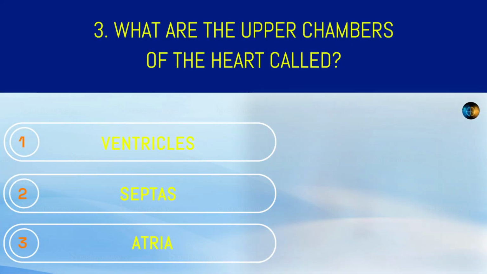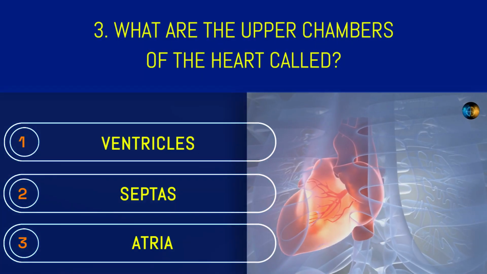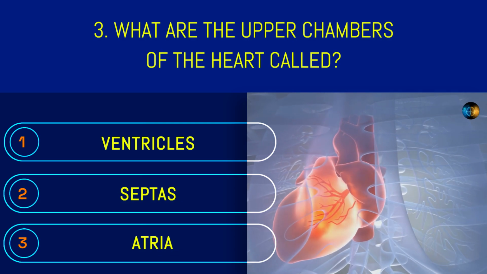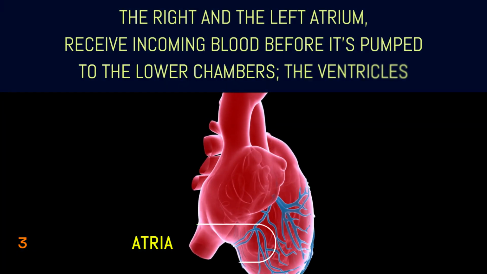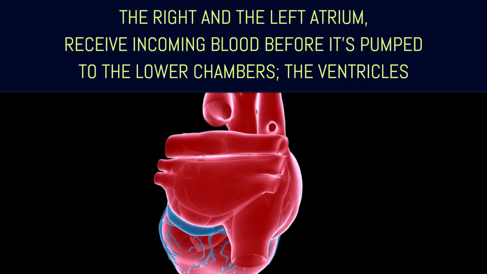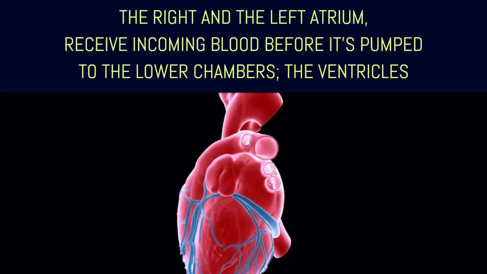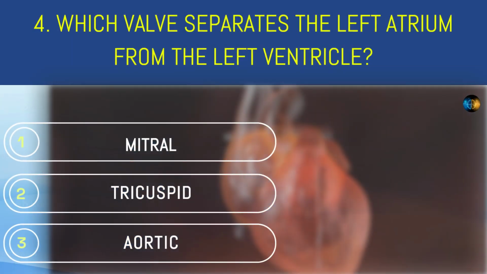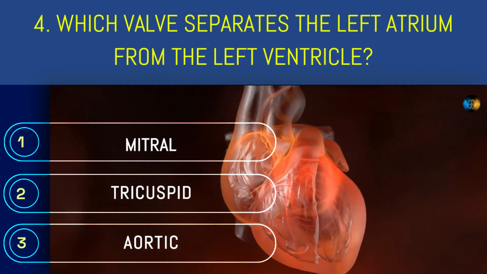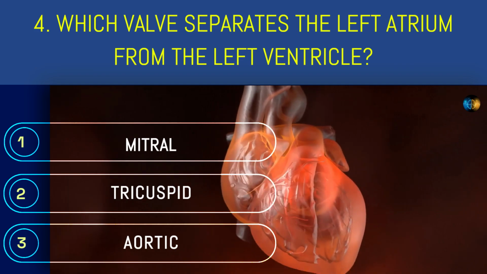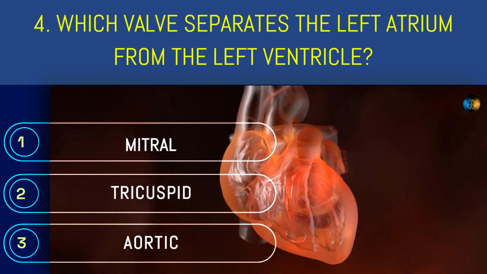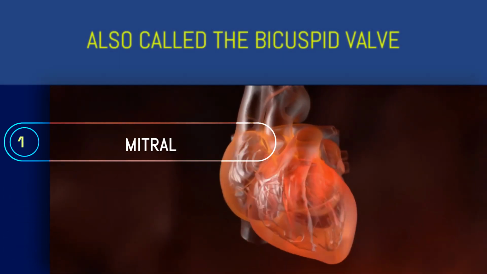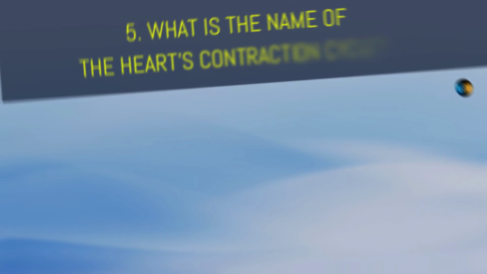What are the upper chambers of the heart called? Ventricles, septas, atria? The atria, the right and the left atrium, receive incoming blood before it's pumped to the lower chambers, the ventricles. Which valve separates the left atrium from the left ventricle? Mitral, tricuspid, or aortic? Mitral, also called the bicuspid valve.